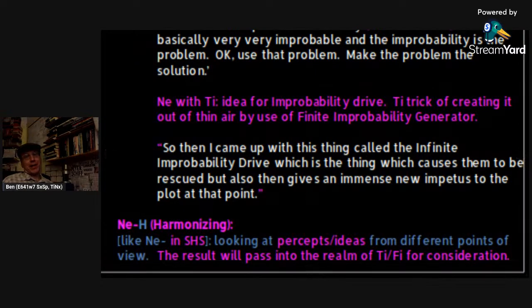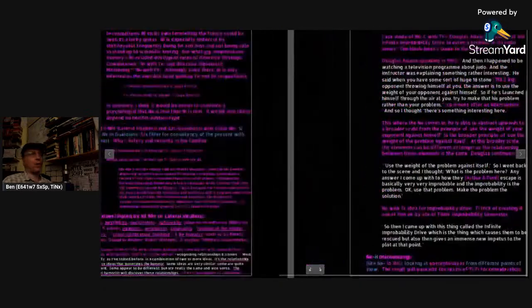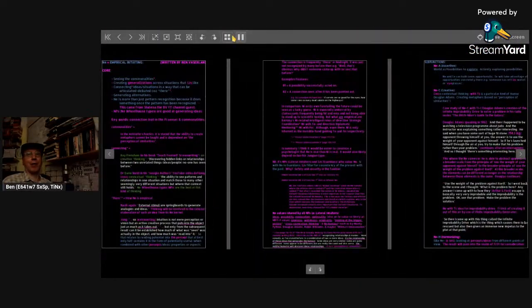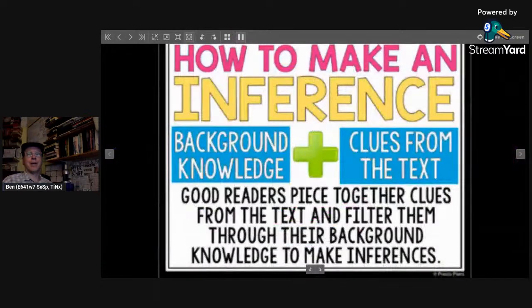Like any, and then any harmonizing, like any minus in SHS, is looking at percepts and ideas from different points of view. The result will pass into the realm of TI-FI for consideration. So you might think, oh, Ben, is that it? Is that the end of the video? Oh, no, no, no.